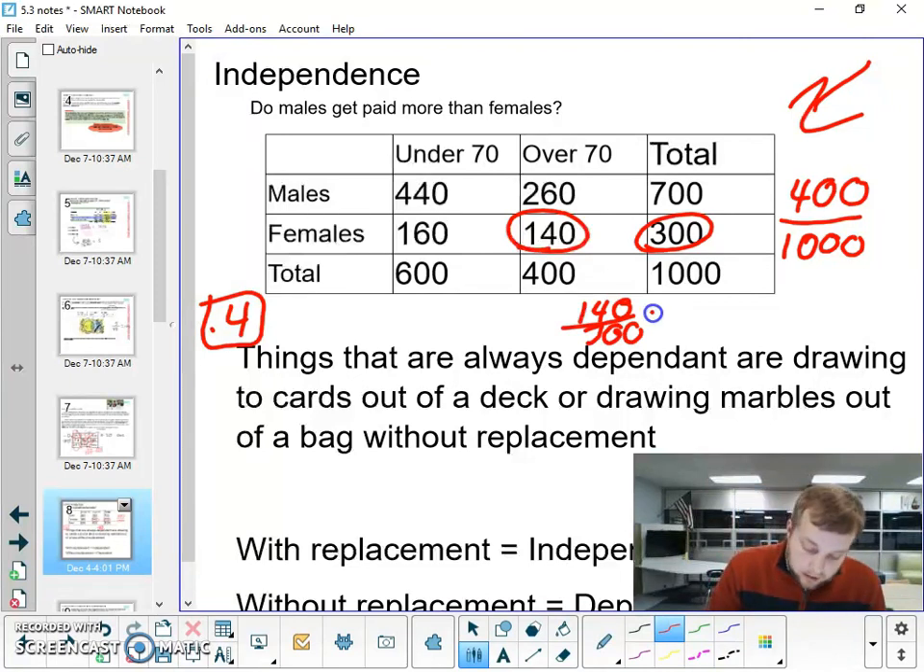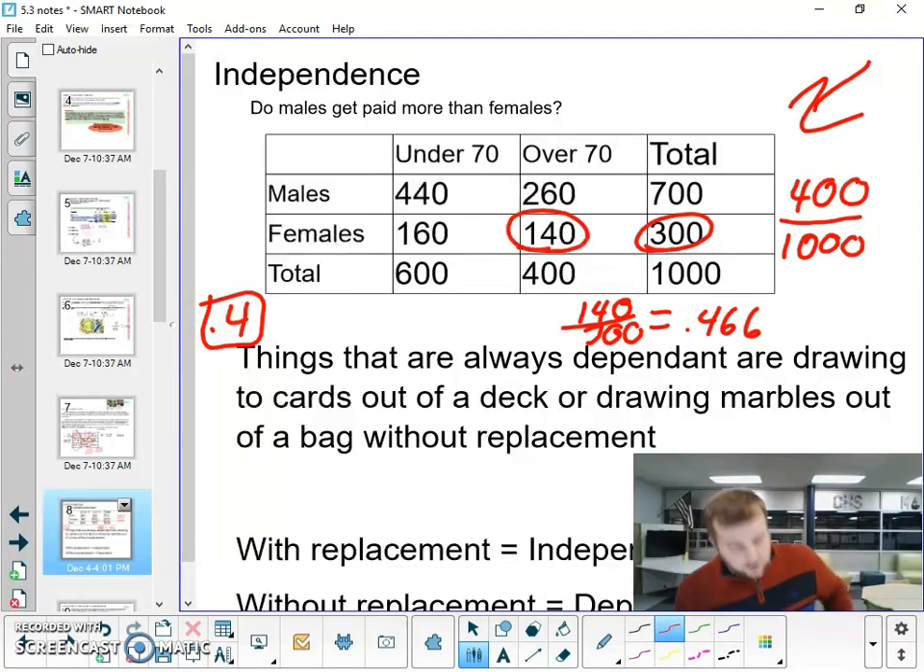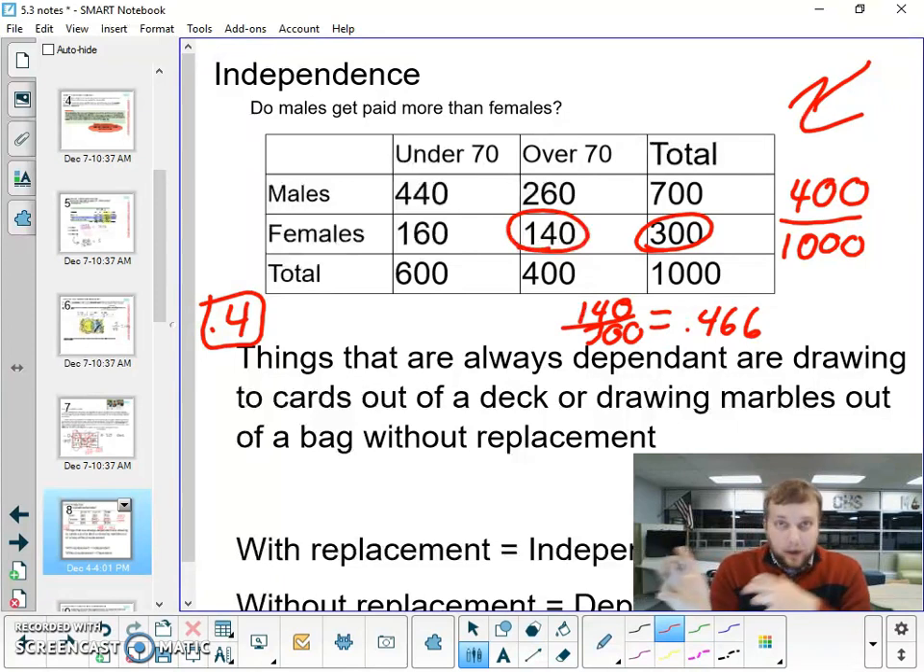And you get 0.466. Actually looks like more women are getting paid over 70. Sorry, this is actually not how I planned it. I actually thought I had it so the women got less than 40. But it does not look like these are independent of each other. It looks like gender does affect your pay. Okay, boy, I flipped that problem, huh? Because these don't line up. These are not the same.